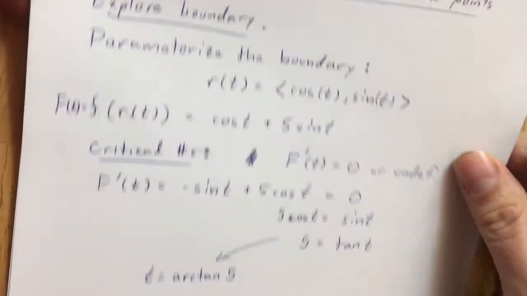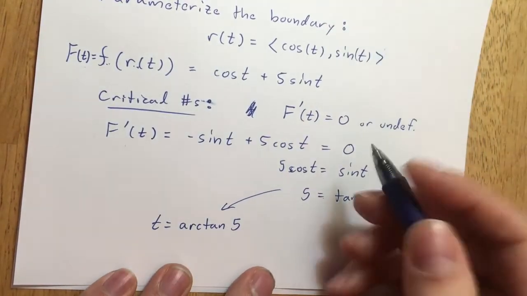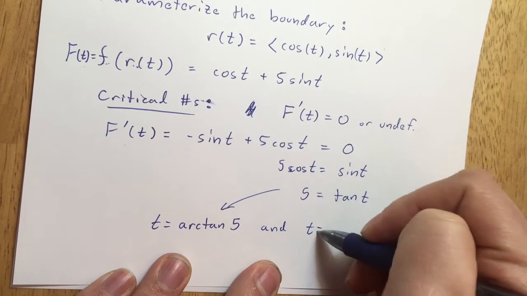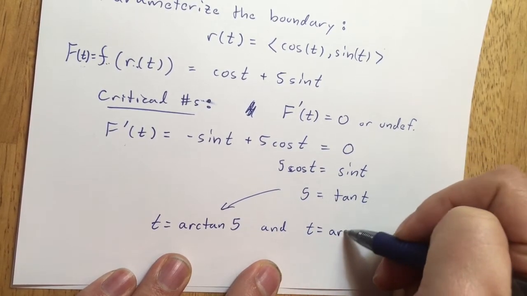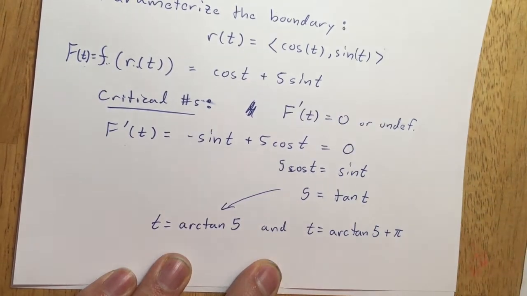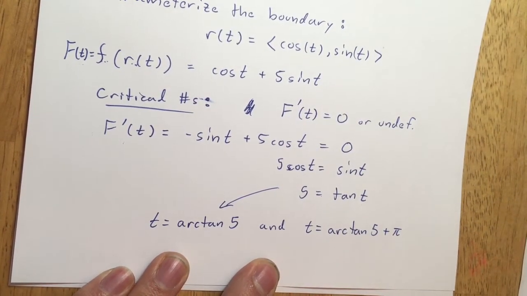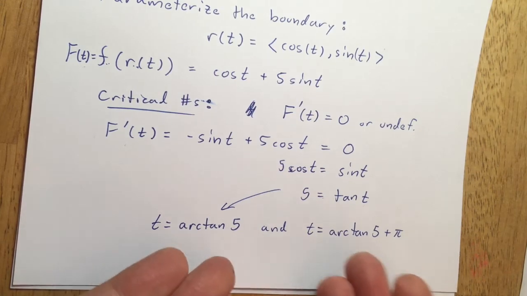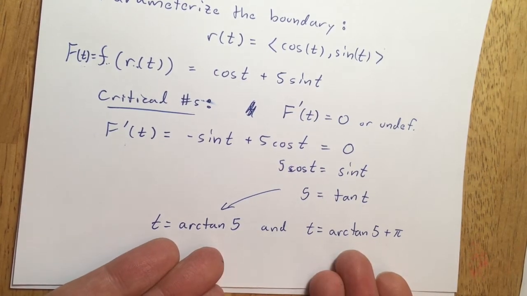So the other solution here is t equals arctan 5 plus pi. So that's my other solution. There's 2 solutions. Now, we want to know the absolute minimum and maximum values of our function, so we need to evaluate our function at these numbers.